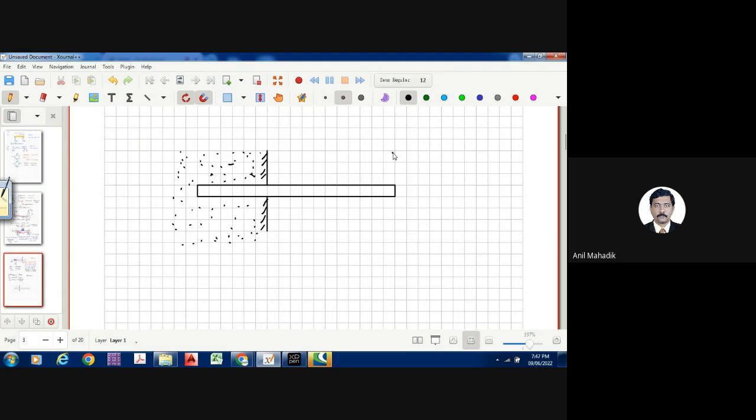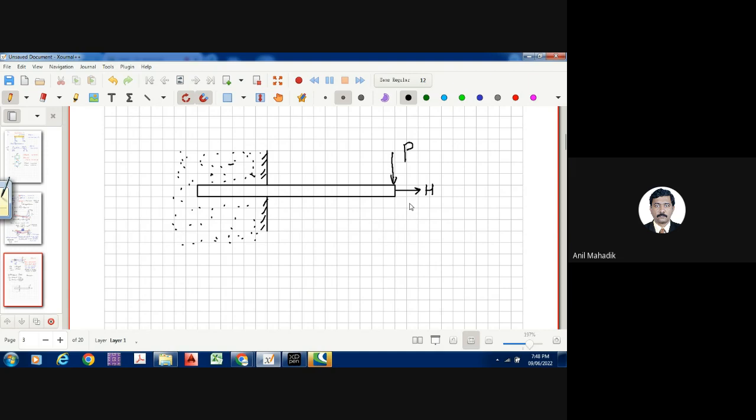Now let's say I have a load here like this, P. And this is the support. And look at the support now. Now if I try to, let's say, pull in the horizontal direction, will this rod go out? No, sir. Because there is somebody who is resisting this horizontal movement.